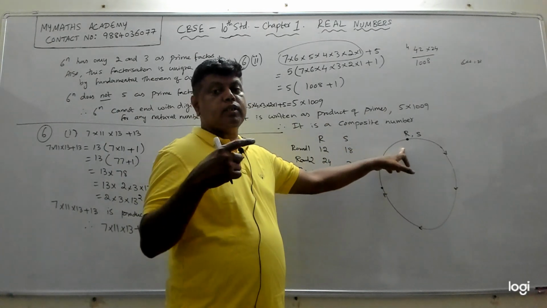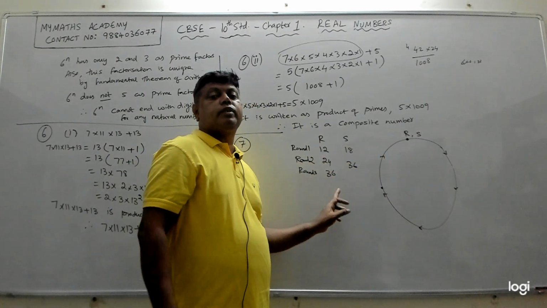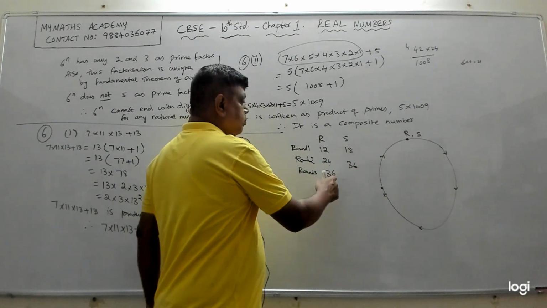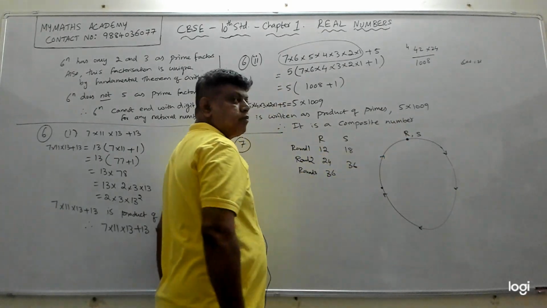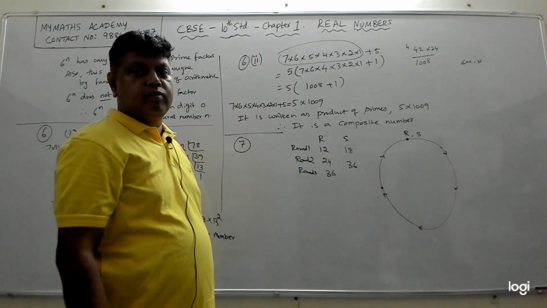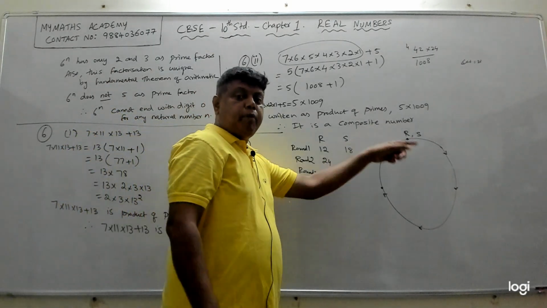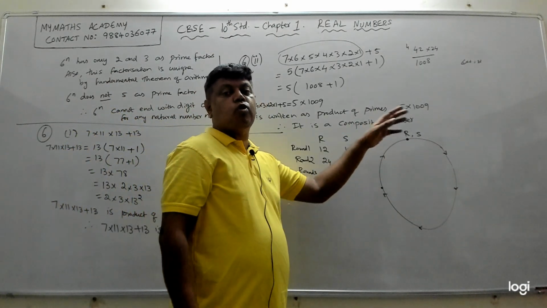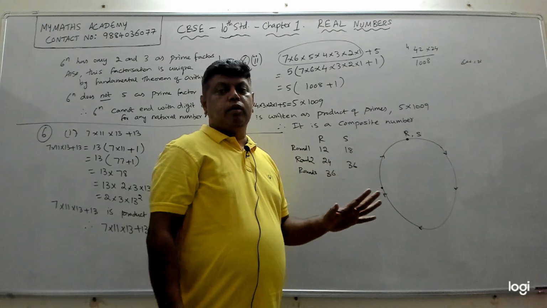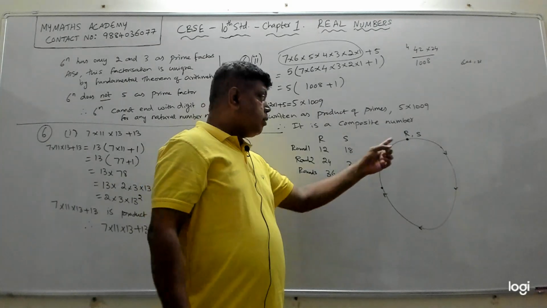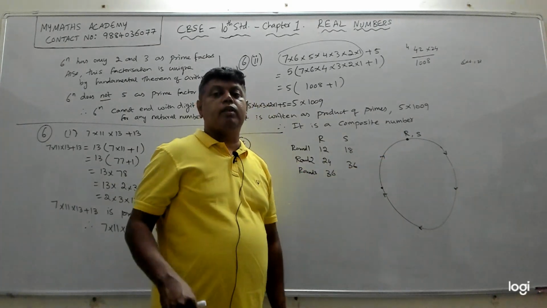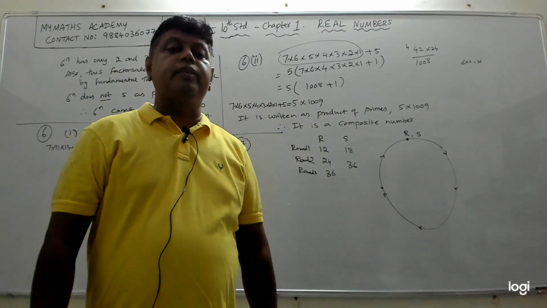But that happens after how many minutes? 36 minutes. Ravi would have completed 3 rounds in 36 minutes, but Sonia only 2 rounds. But ultimately, we are not worried about whether they complete the same number of rounds. We only want to know after how many minutes they meet at the same point. They will meet at the same point after 36 minutes.